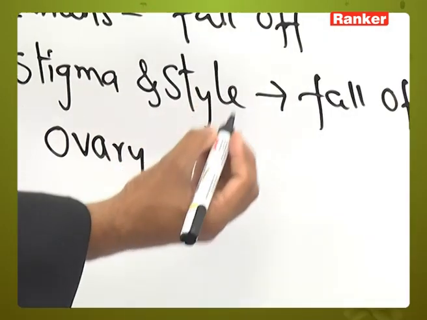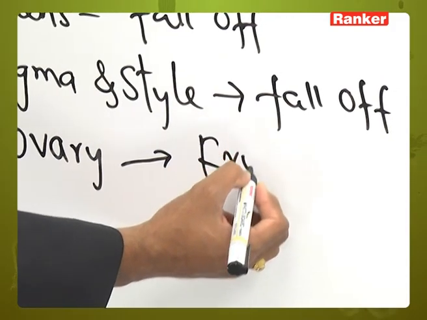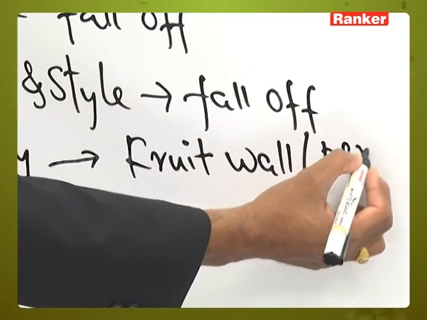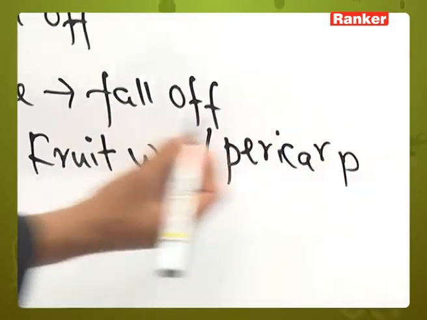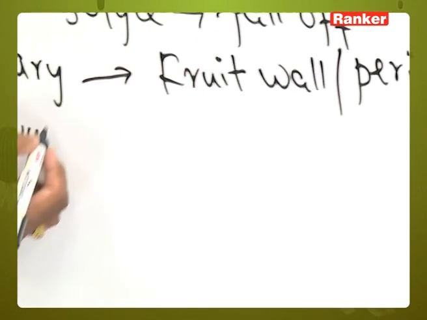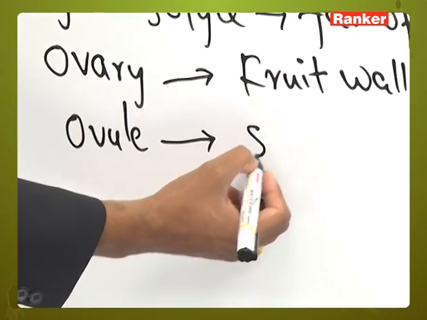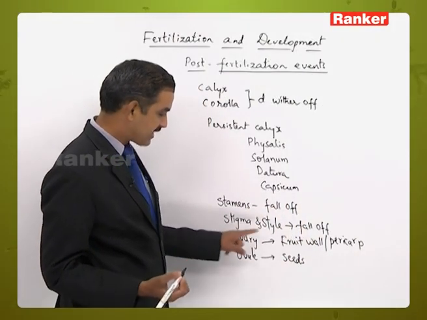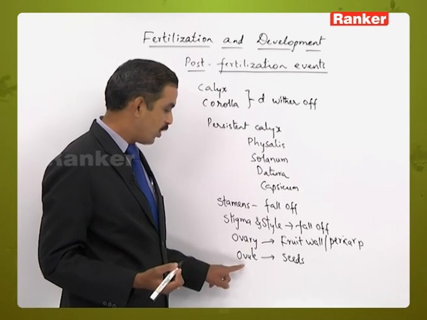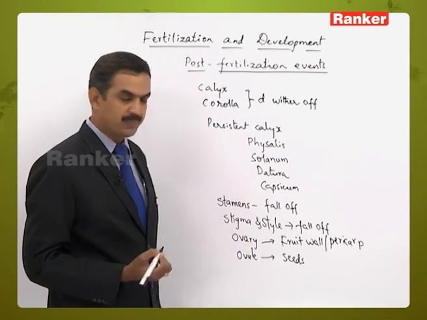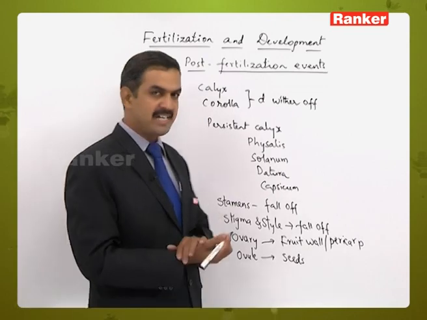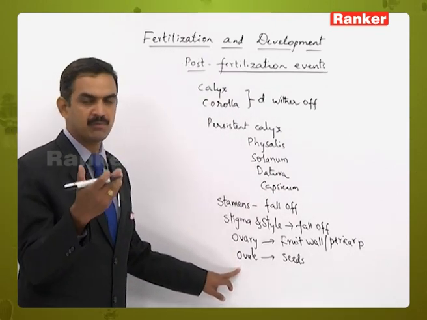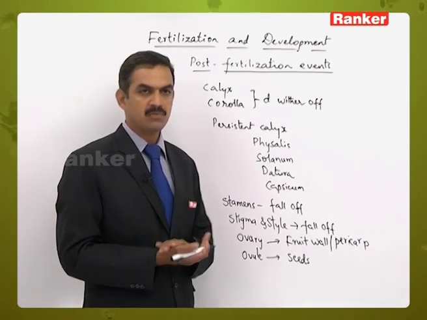This ovary will be converted into fruit wall or fruit. Otherwise we can also call it the pericarp of the fruit. And the ovules which are present inside the ovary are converted into seeds. So these are the changes where the ovary is converted into fruit wall or pericarp, while ovules are converted into seeds. And the individual parts of the seeds are formed from individual parts of the ovule. That means some parts of the ovule are modified into parts of the seeds.